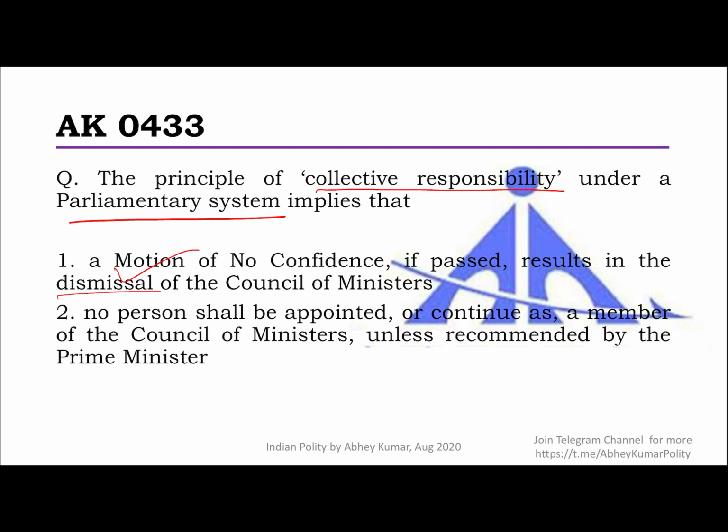Okay, so the second option says no person shall be appointed or continue as a member of the Council of Ministers unless recommended by the Prime Minister. Now, this is also straightforward, though I can sense some people did have a difficulty here. See, the collective responsibility of the Council of Ministers is enforced also through the Prime Minister. Since the Council of Ministers has to swim together and sink together, every decision of the Council has to be defended by every minister once the decision has been taken. Any and every disagreement has to remain within the cabinet proceedings.